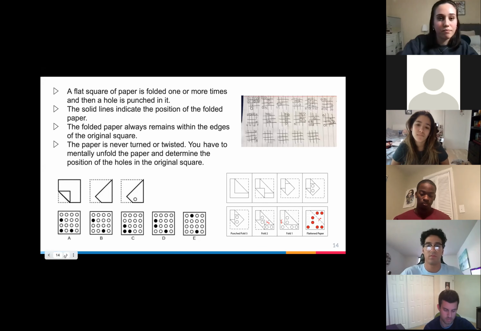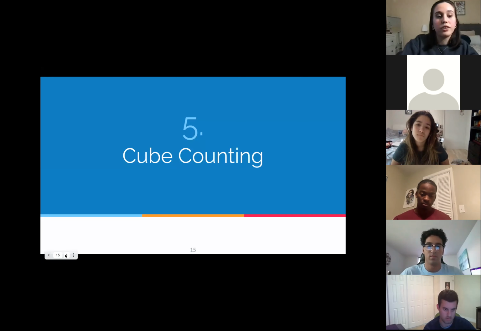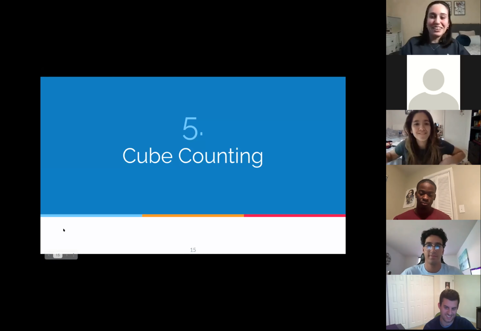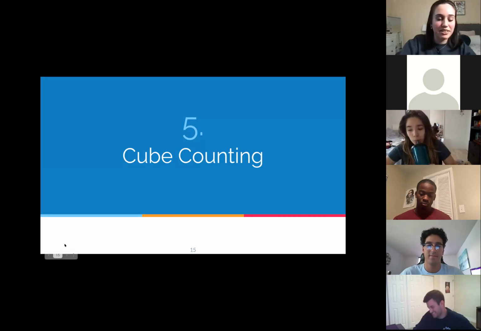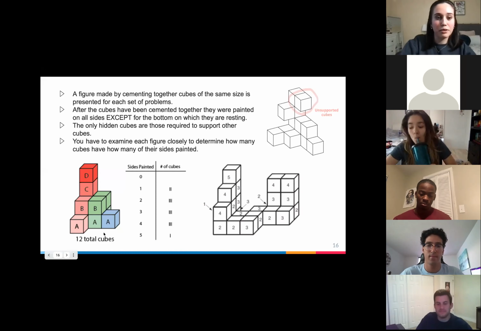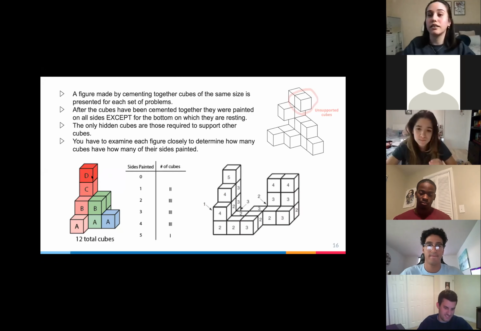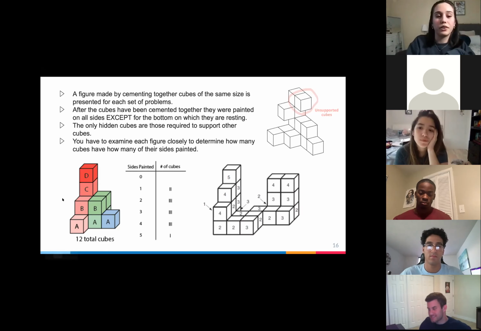So, okay, cube counting. This is actually the easiest one. I love this section because I would do it so quickly and I would always get it right, because it's very simple. So pretty much they give you something like this. And the other good thing about it is that you have one figure for a couple of questions, right? So they will give you a figure like this and you have to count.